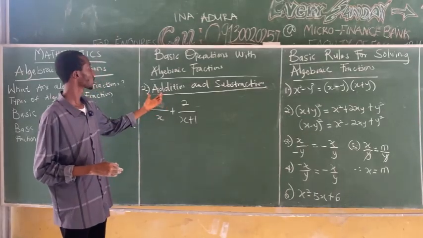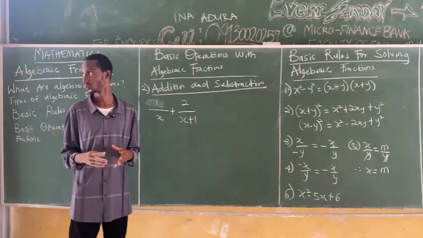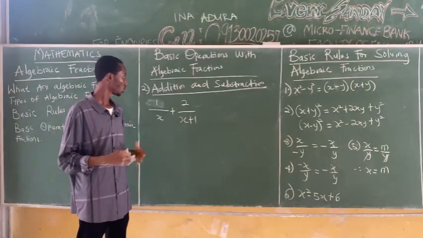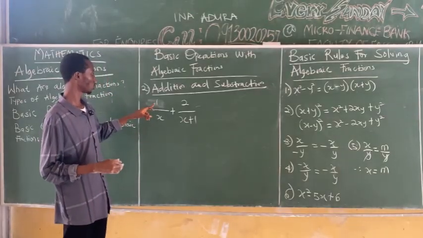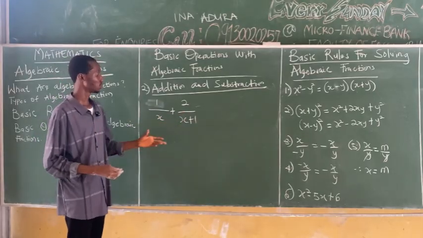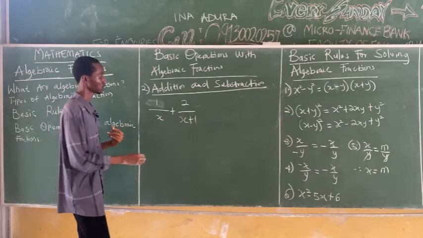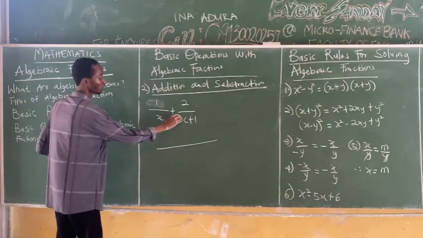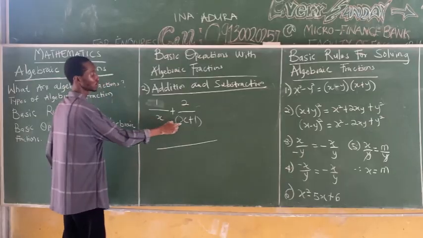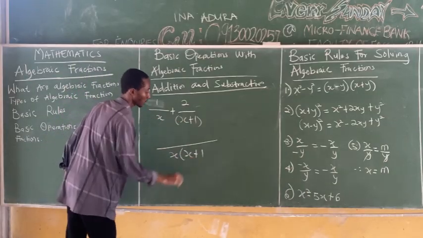The second one says addition and subtraction of algebraic fractions. When you have something like this, you have 1 over x plus 2 over x plus 1. The first step, you have to find the LCM of these two fractions. The LCM of x and x plus 1 is x into x plus 1. This is the LCM.